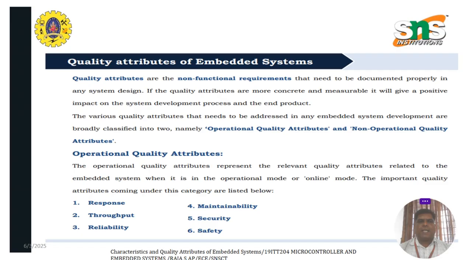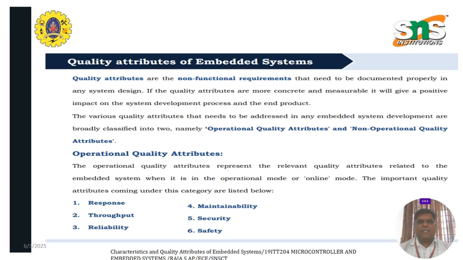The various quality attributes that need to be addressed in any embedded system development are broadly classified into two, namely operational quality attributes and non-operational quality attributes. First we discuss operational quality attributes. They represent the relevant quality attributes related to the embedded system when it is in the operational mode or online mode. That is, when it is in acting mode, these attributes are considered.